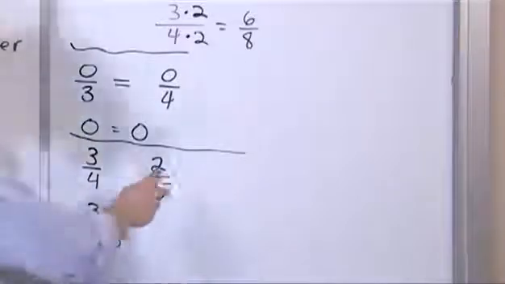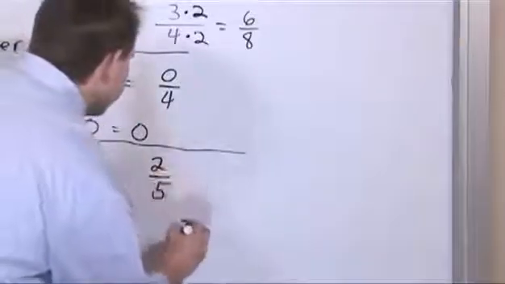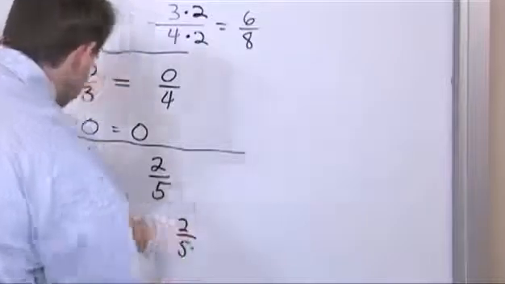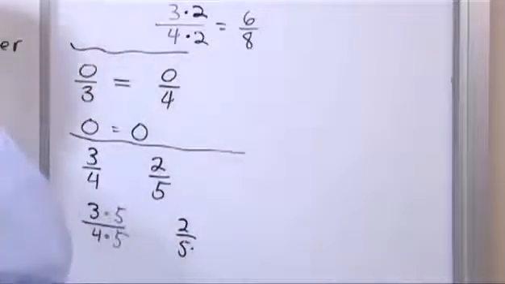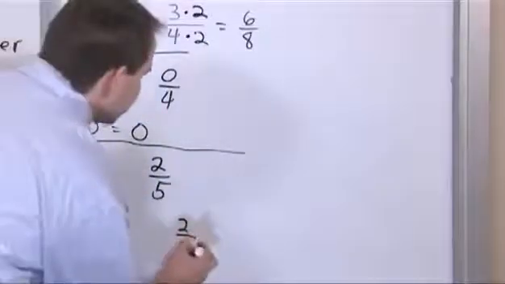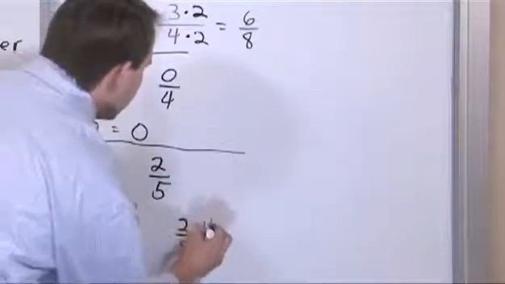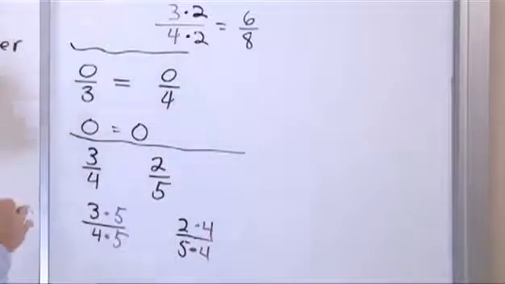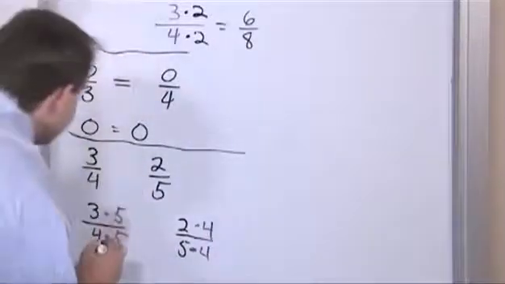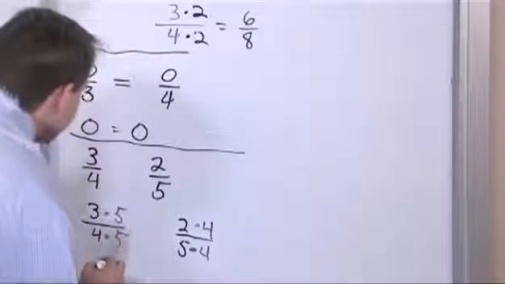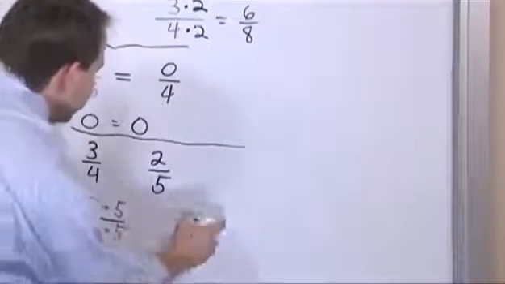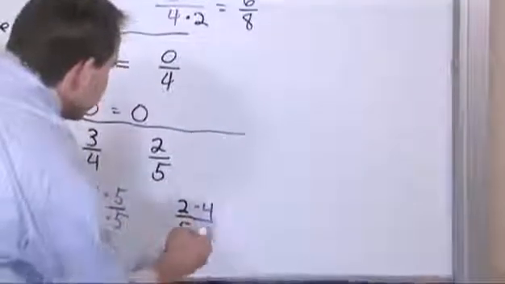At the same time I do that, I come over here and I take the 2/5 and I multiply that guy, not by 5, but by 4. But if I multiply him by 4 on the bottom, I've got to multiply by 4 on the top. So let me just finish and then we'll go over and see why we chose to do this. So 3 times 5 is 15. 4 times 5 is 20. Over here, 2 times 4 is 8. 5 times 4 is 20.